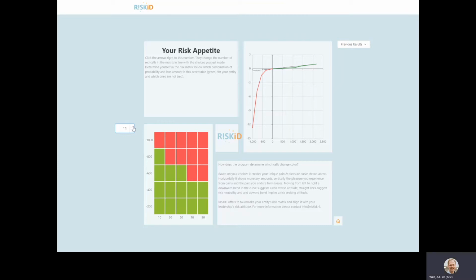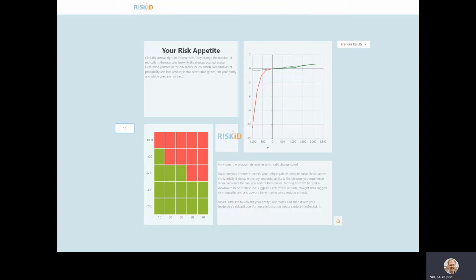A graph illustrates the risk attitude that follows from your choices in Risk Appetizer. On the horizontal axis, monetary amounts are shown, both profits and losses. The vertical axis shows the pleasure you derive from profits, presented in green, and the pain you derive from losses, presented in red. Notice that the example shows a sharp rise in pain for losses higher than 500.